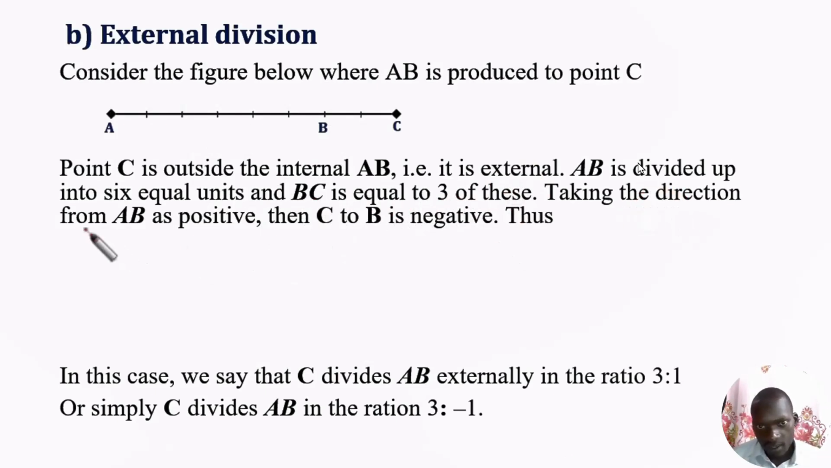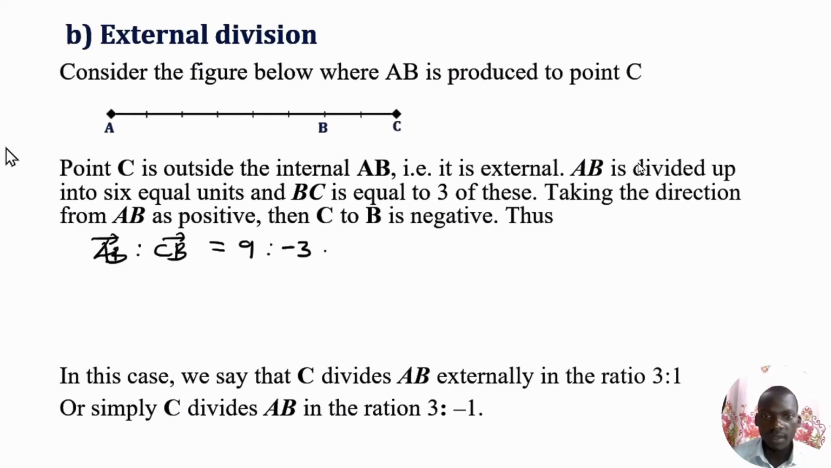Taking the direction from A to B as positive, then C to B is negative. Thus we are going to have the ratio of vector AB to vector CB equal to 9 units, going from here to here to C, to, since it is dividing externally, negative 3.